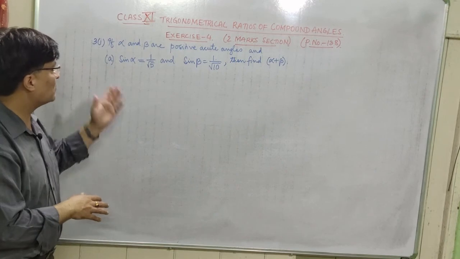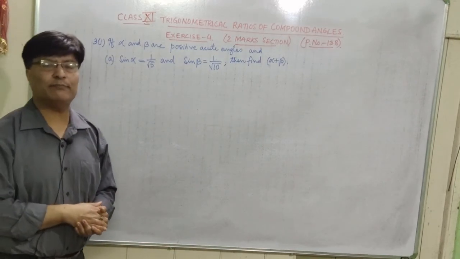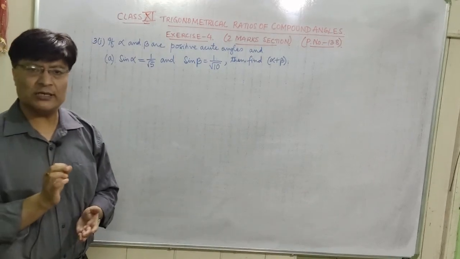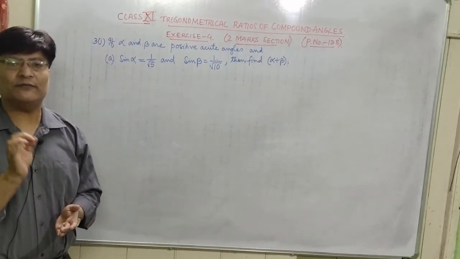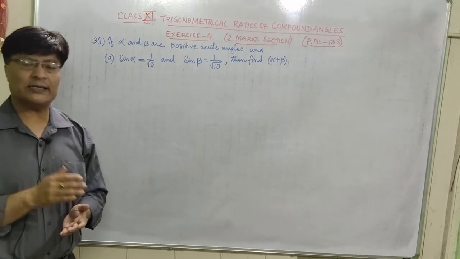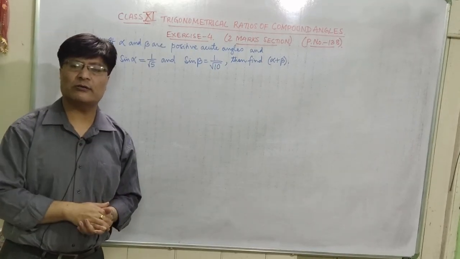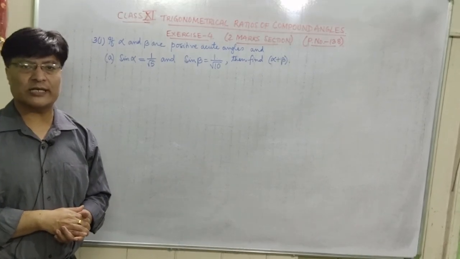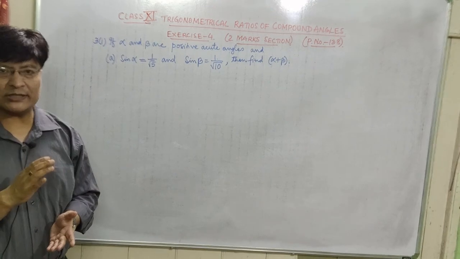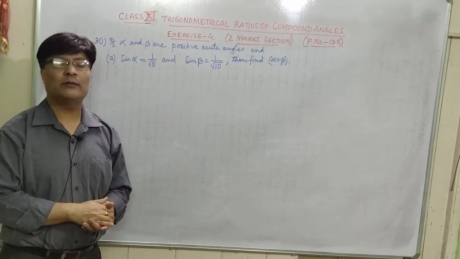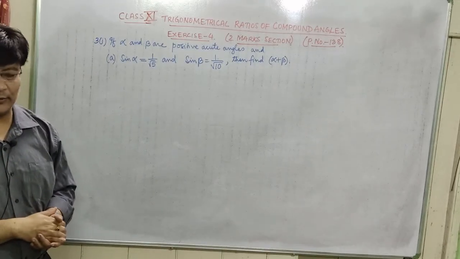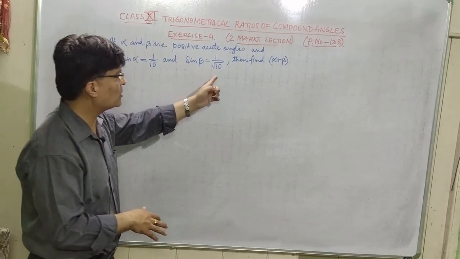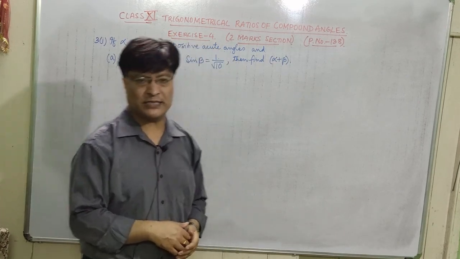So in the question it is given that both alpha and beta are positive acute angles. That means both these alpha and beta lie in the first quadrant. And you know that in the first quadrant all the trigonometrical ratios are positive. Sine, cos, tan, sec, cosec and cot all are positive in the first quadrant. Okay, so here it is given sin alpha is equal to 1 by root 5 and sin beta is equal to 1 by root 10. Then find out alpha plus beta.